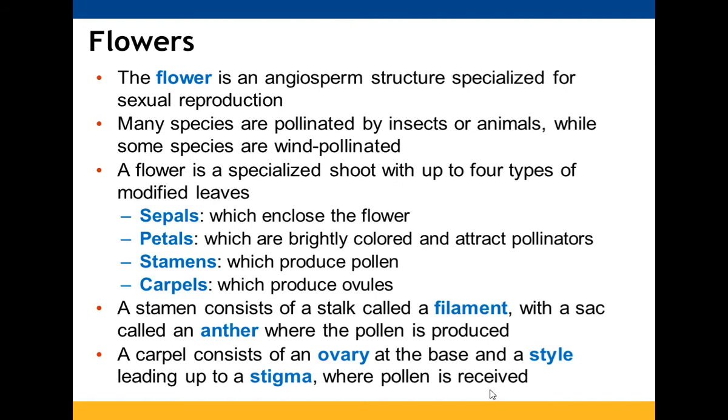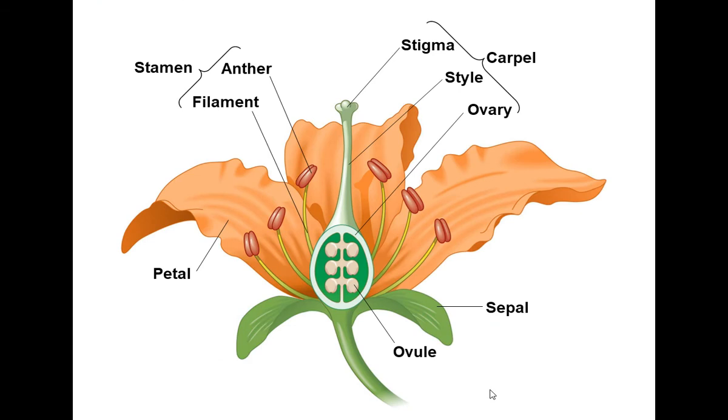The stamen has a filament and it has an anther where it's able to make the pollen. The carpel has the ovary and it has a style that leads up to the stigma where you can get the pollen to fertilize the egg. Okay, so there's your picture showing the male and the female reproductive structures of an angiosperm.